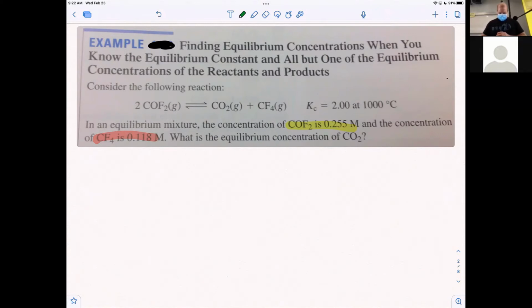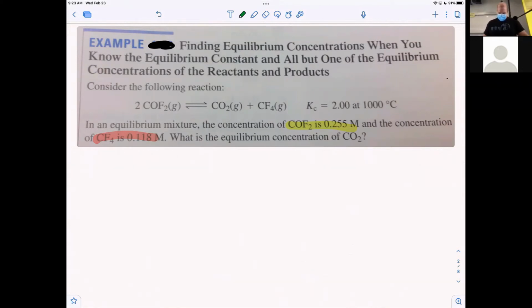So consider this reaction of fluorinated phosgene. I don't know what the name of that would be, carbon monoxide difluoride, COF2. 2 COF2 is in equilibrium with carbon dioxide and carbon tetrafluoride. Kc is 2. In the equilibrium mixture, the concentration of COF2 is 0.255 molar, and the concentration of CF4 is 0.118 molar. What is the equilibrium concentration of CO2?